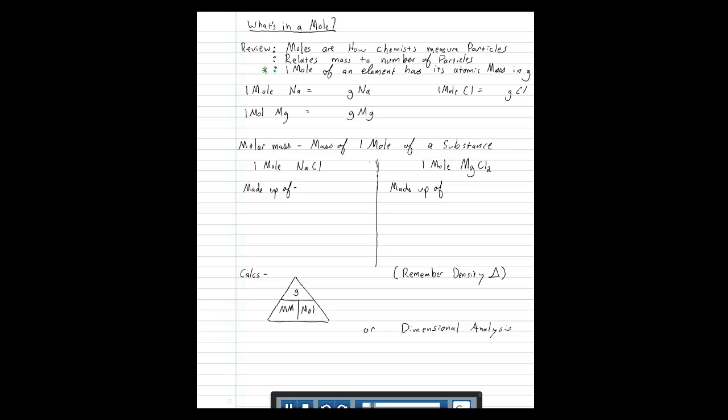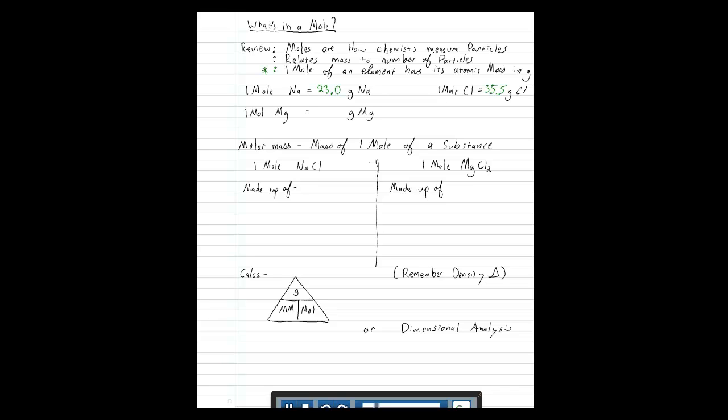You can see that we find sodium on the periodic table and find that sodium has an atomic mass of 23.0 grams. Meaning 1 mole of sodium atoms has a mass of 23 grams. Look at chlorine, and we find that a mole of chlorine has a mass of 35.5.